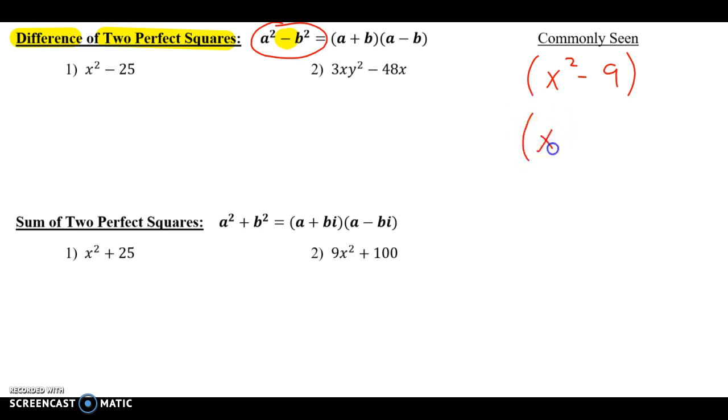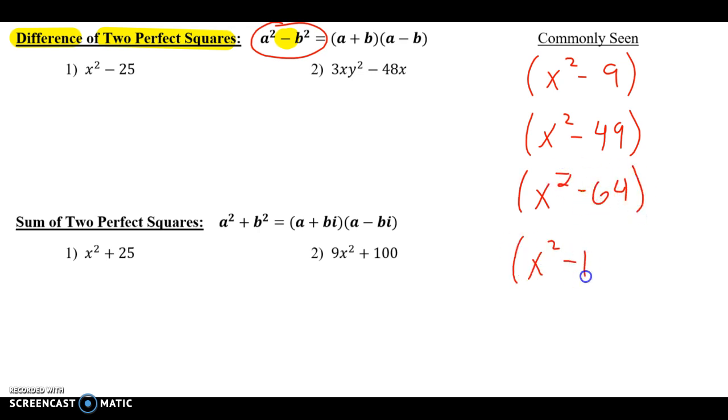So how could you write this? x squared minus 3 squared, right? That's basically what it's showing you. It's something that has been squared, and that's 9, right? So some other ones that we'll see a lot of. You know all your perfect squares, but x squared minus 49 would be what? 7 plus 7 minus 7, right? Adds up to 0. x squared minus 64. x squared minus 100.